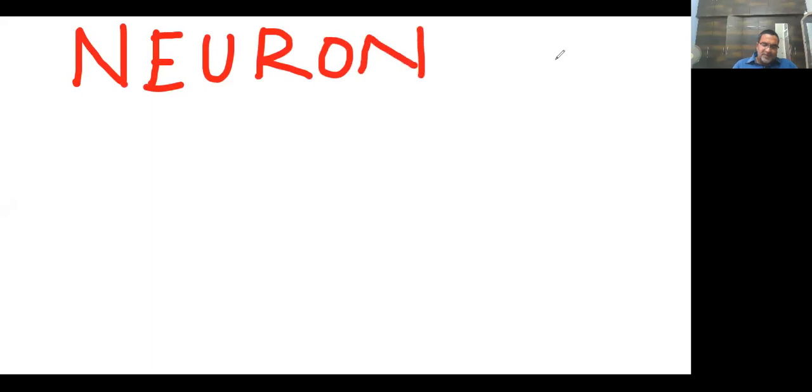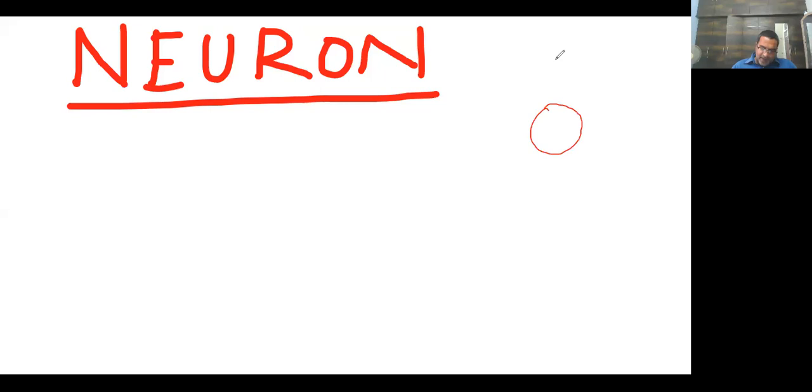Let me give the basic structure of the neuron first of all. Then after, we'll go with the different kinds of issues of the neuron. Okay, so this is about neuron. If you talk about neuron, basically three portions will come here. What are the three portions of the neuron?